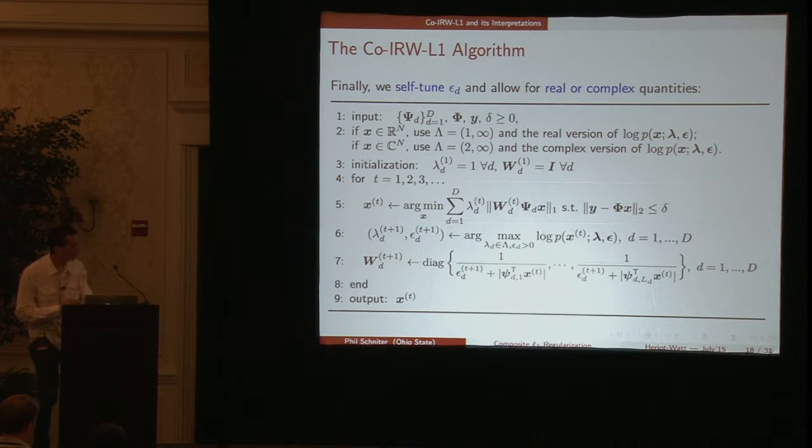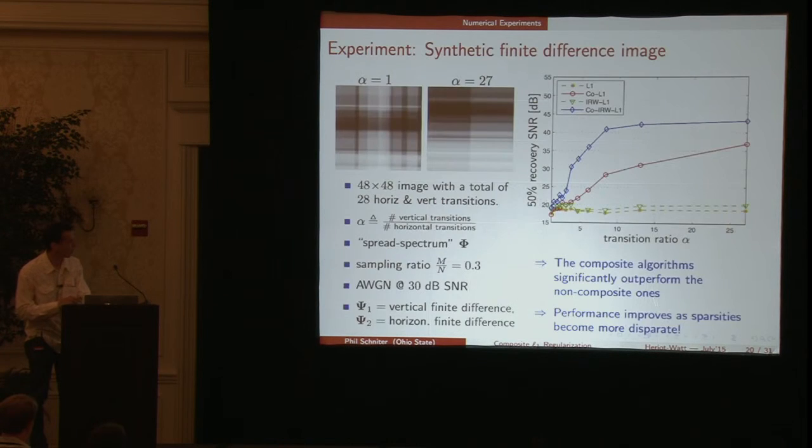So, here's the motivation. Let's look at some numerical experiments. This first one is pretty interesting because it shows what's going on. Let's take a look at a class of synthetic images, two-dimensional here. As you can see, it's a 48 by 48 image. There's a total of 28 horizontal and vertical transitions. Let's define alpha as the ratio of vertical to horizontal transitions. When alpha is 1, there's an equal number of vertical and horizontal. In particular, there's going to be 14 of each.